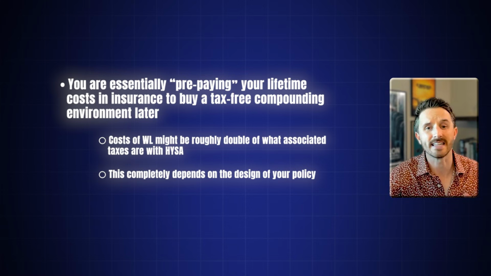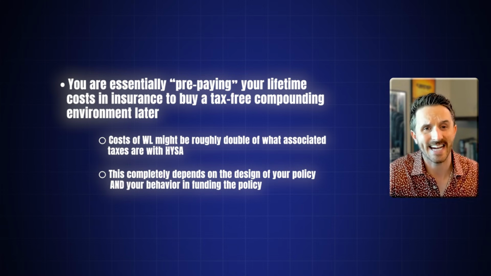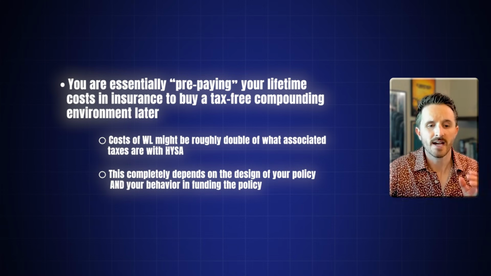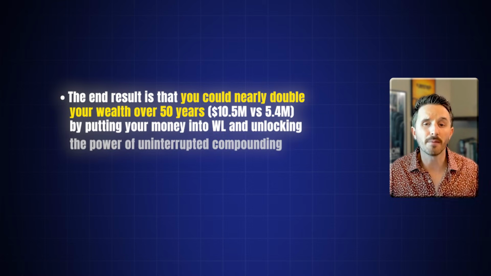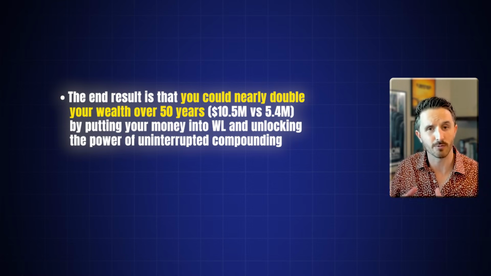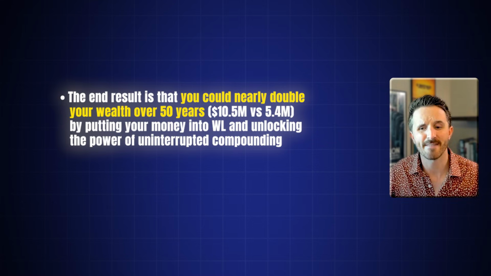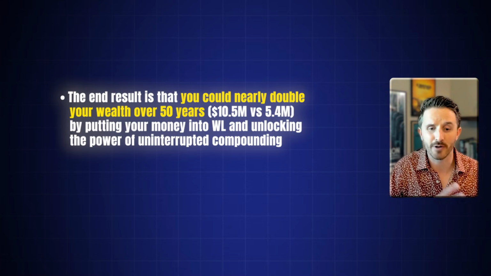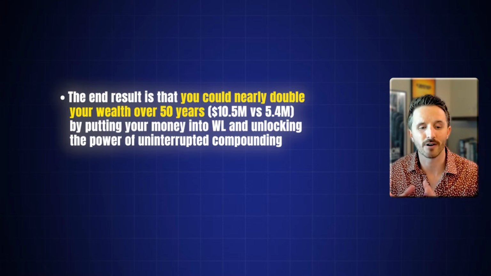Now, this completely depends on the design of your policy and your behavior in funding the policy. And the end result is that you could nearly double your wealth over 50 years, right? Remember, we looked at the policies, the ones that were the best in terms of cash value growth. Lafayette Life, Penn Mutual, 10.5 million versus 5.4 million in the high yield savings account. And that's just by putting your money into whole life and unlocking the power of uninterrupted compounding.